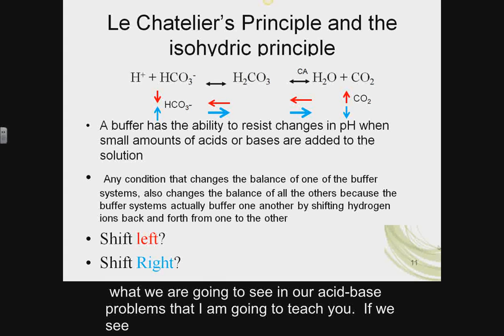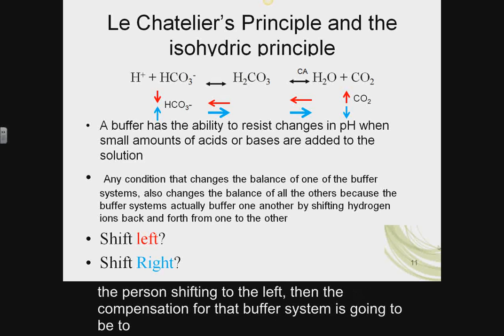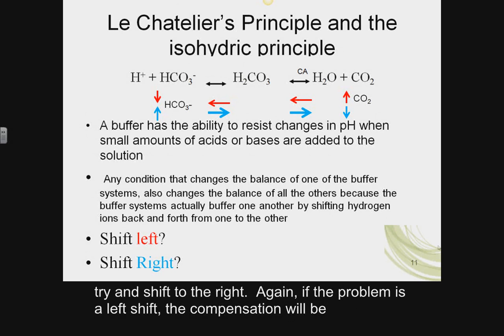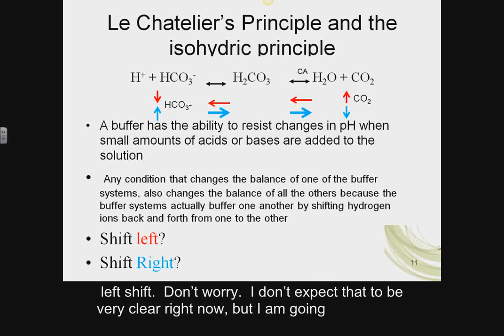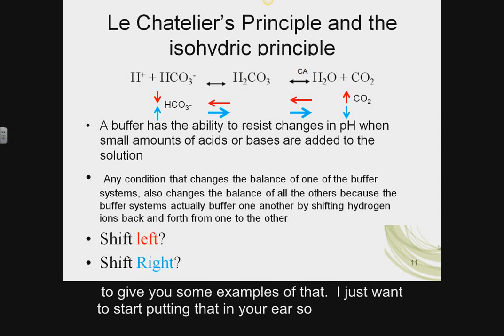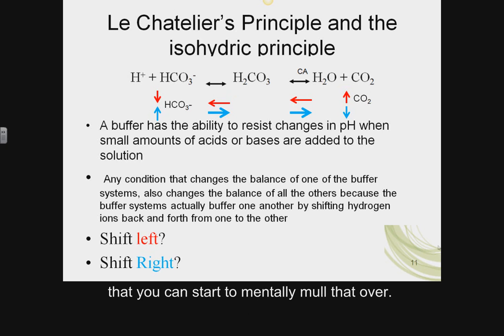So that is what we are going to see in our acid-base problems that I'm going to teach you. If we see the person shifting to the left, then the compensation for that buffer system is going to be to try and shift to the right. Again, if the problem is a left shift, the compensation will be a right shift. If the problem is a right shift, the compensation will be a left shift. Don't worry, I don't expect that to be very clear right now, but I'm going to give you some examples of that. I just want to start putting that in your ear so that you can start to mentally mull this over.